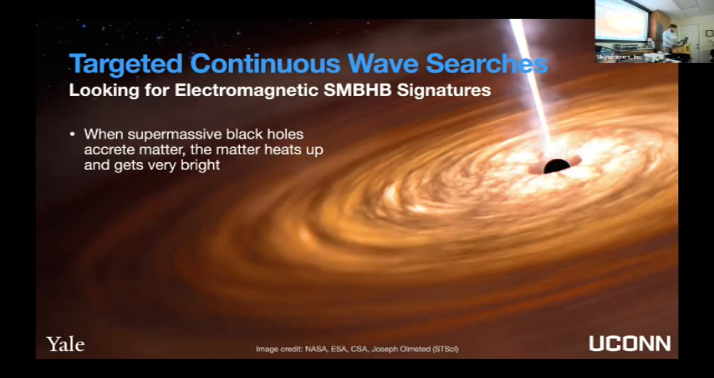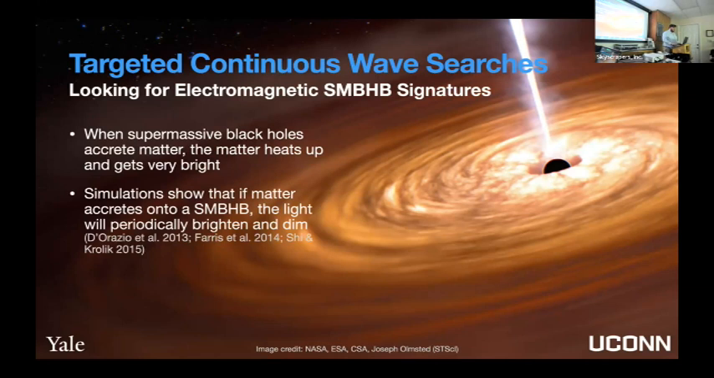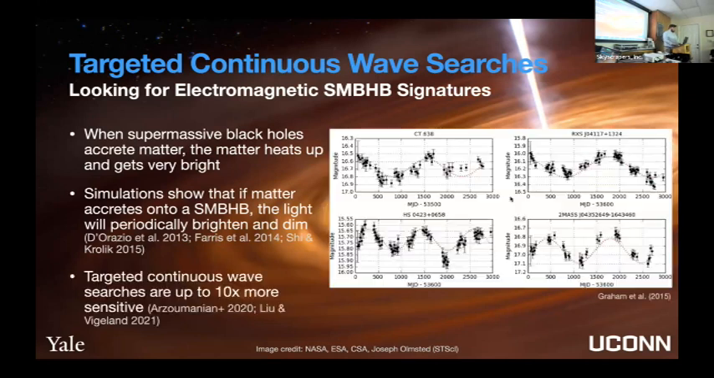And it turns out that simulations tell us that if matter accretes onto a supermassive black hole, the light will periodically brighten and dim, like in the plots that I'm showing here.